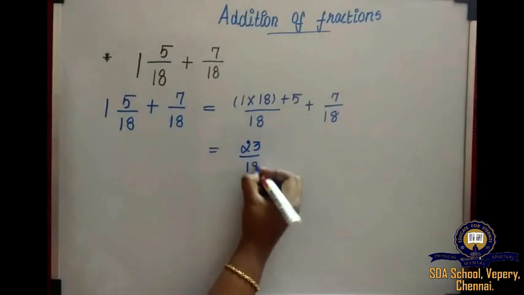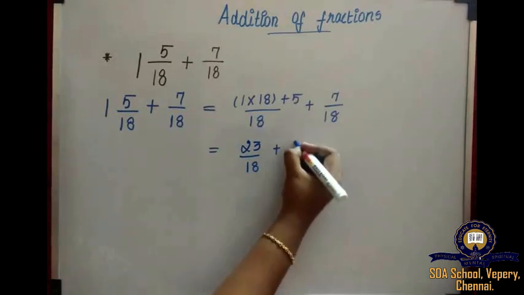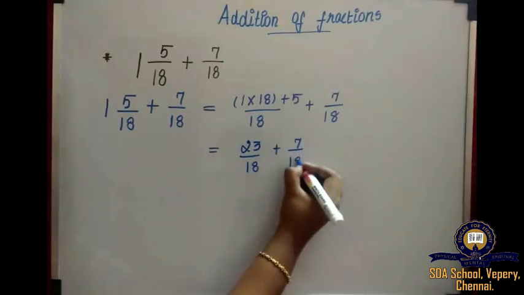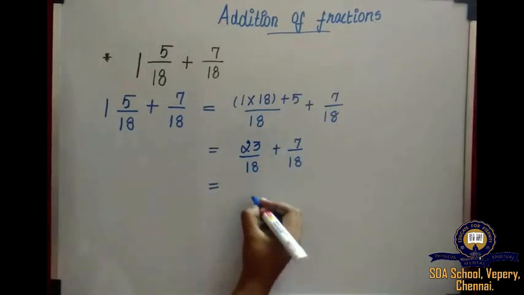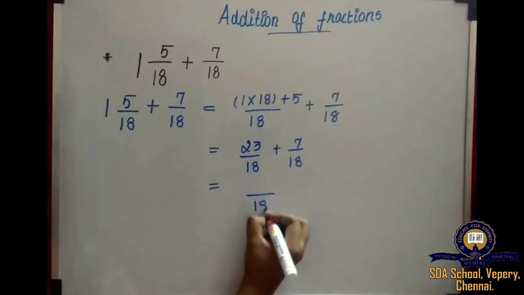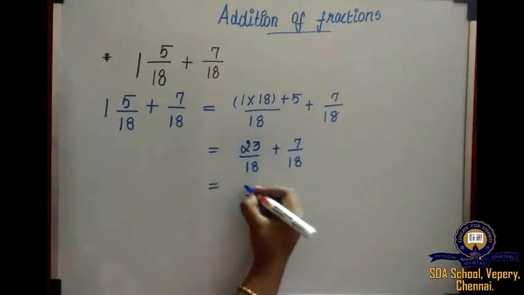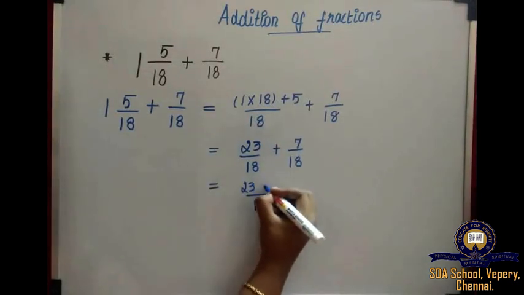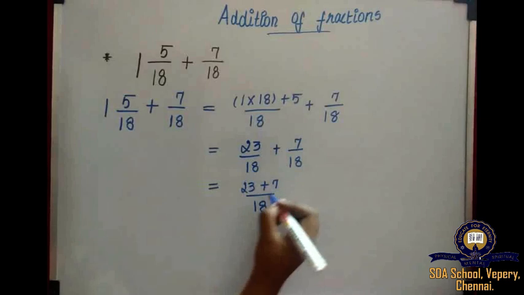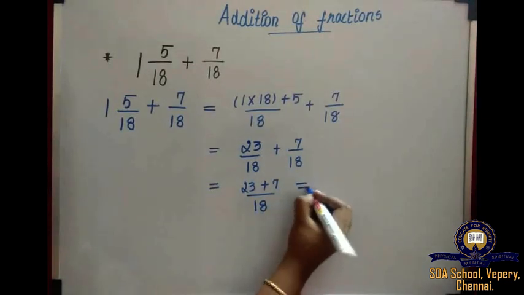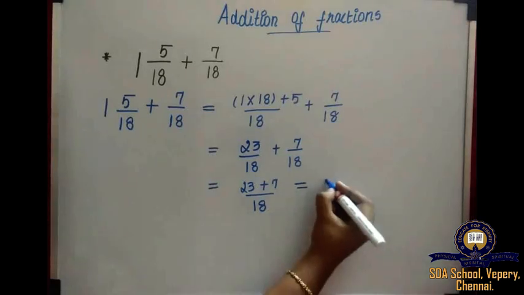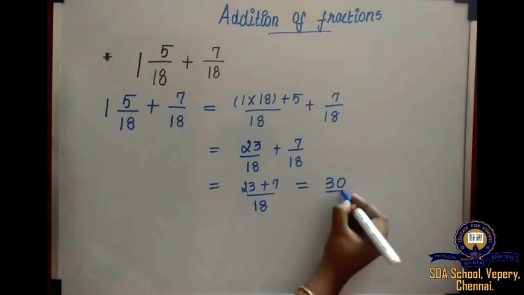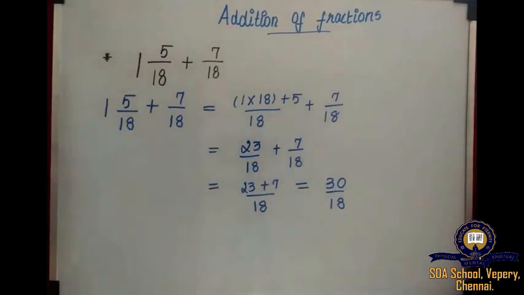23 by 18 plus 7 by 18. So we have the same denominator 18, we have to add the numerators. So 23 plus 7 is equal to 30 by 18.